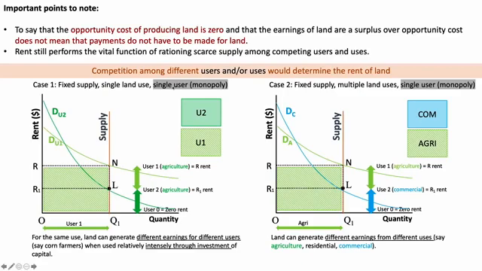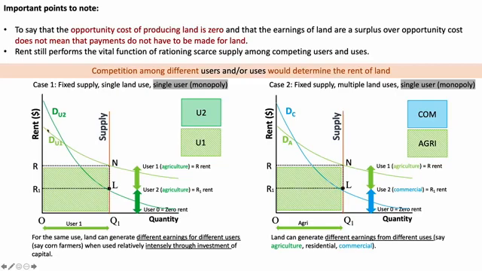We are also assuming that there is only a single user and there is no other user existing. That user may have a demand of U1 or U2, depending upon what he is growing as an agricultural product. So the demand for land will change depending upon the product which he is using land to grow as an agricultural product.